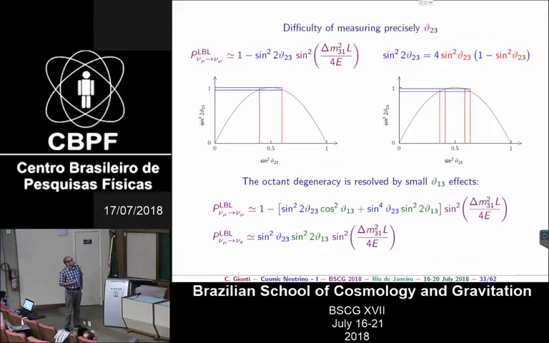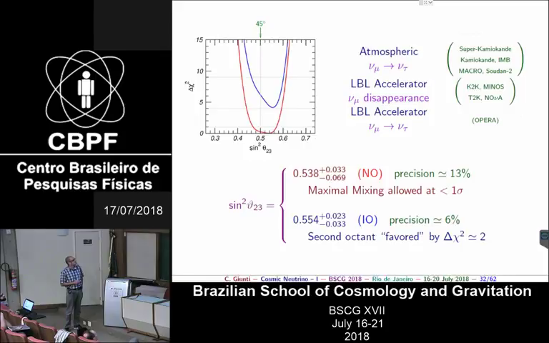Now, this is related to sine square theta 2 3 by this quadratic function. So if you plot sine square 2 theta 2 3 as a function of sine square theta 2 3, you have this parabola here. And so when one can measure with good accuracy this survival probability, you can see from this illustration that the precision can be very good here. So the uncertainty is small, but since the parabola is flat just around the maximal mixing, you get a wider range for the knowledge of the mixing angle. And this is a problem for the determination of theta 2 3. So that is why theta 2 3 is not so well determined as the other angles, and the precision is at the level of 10%.